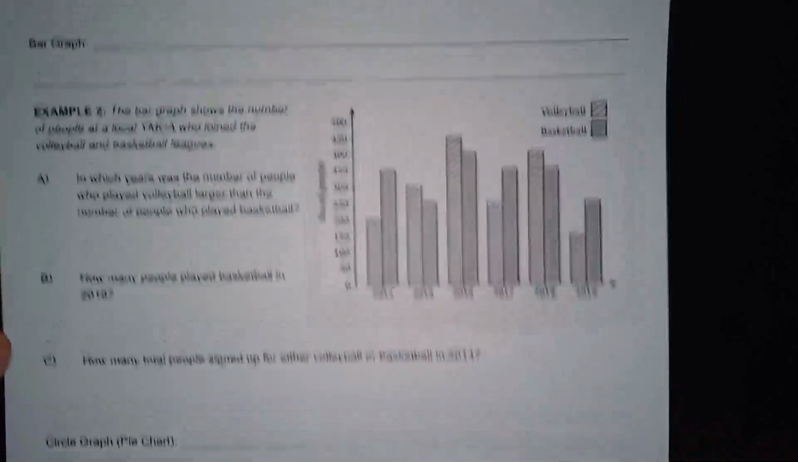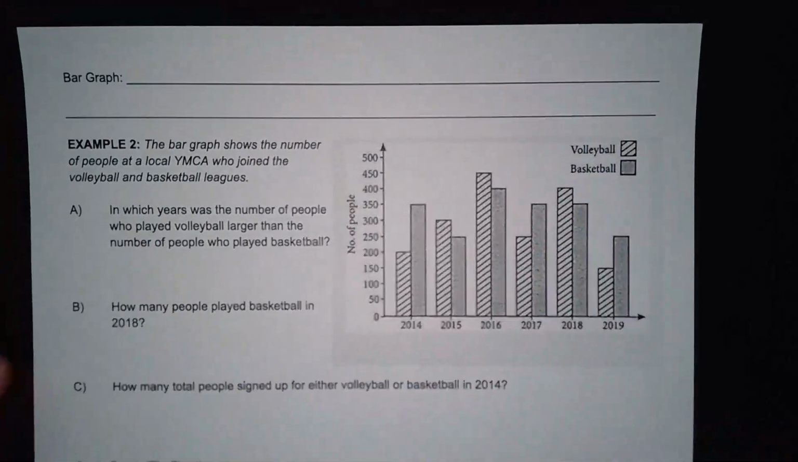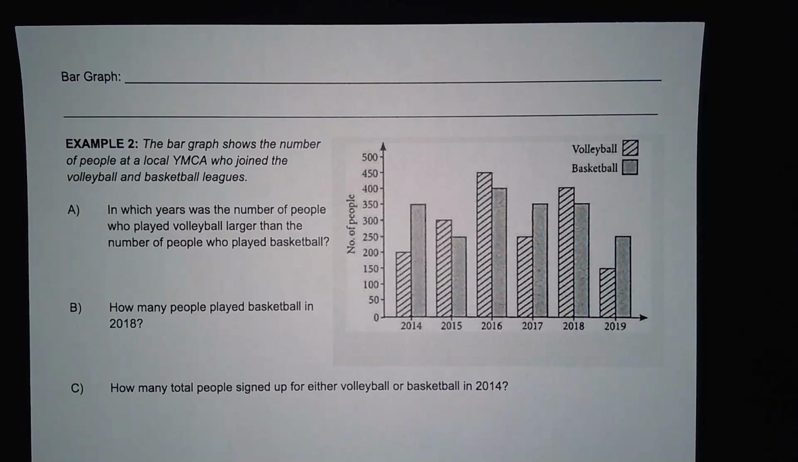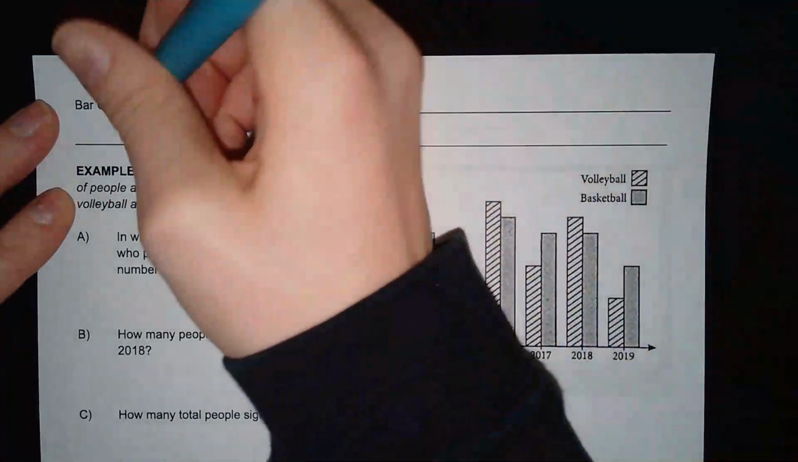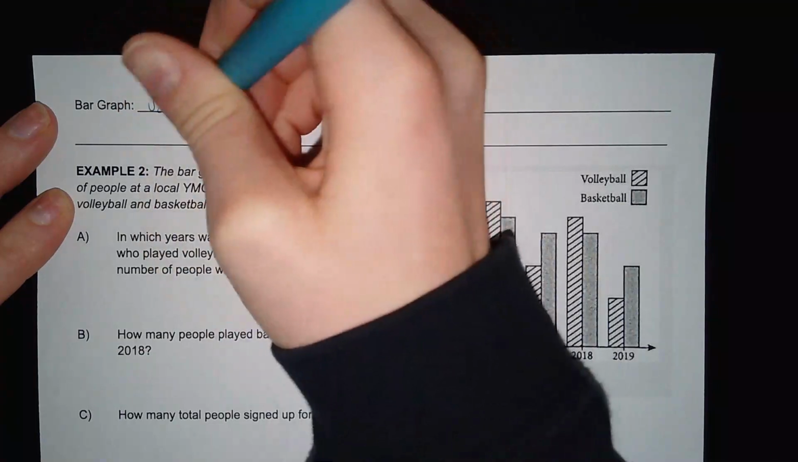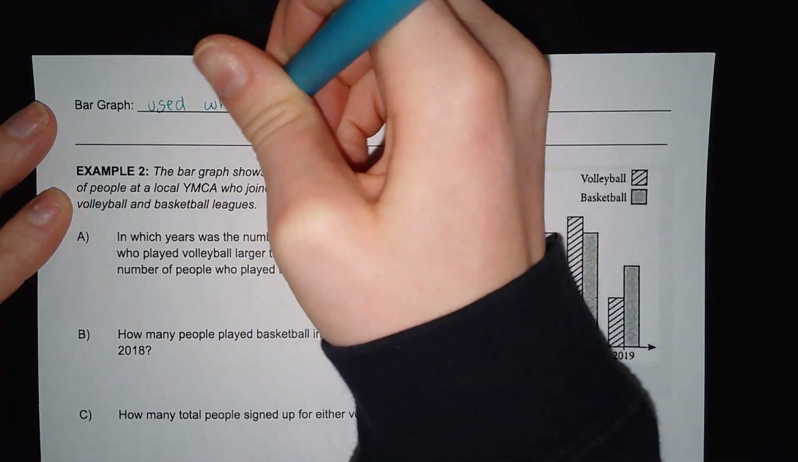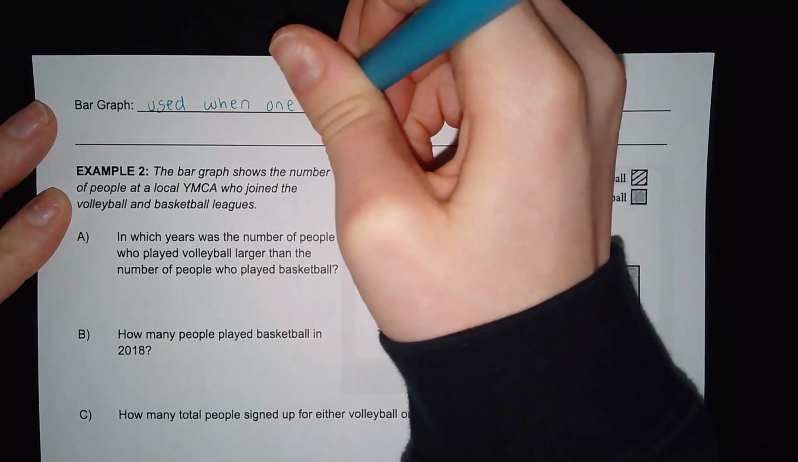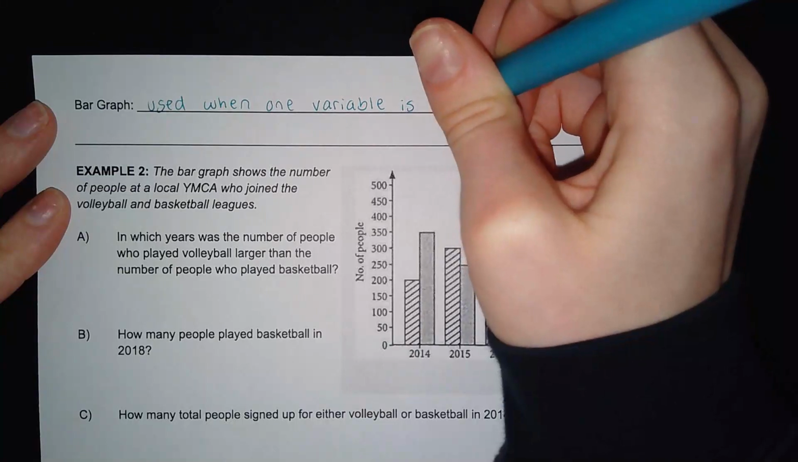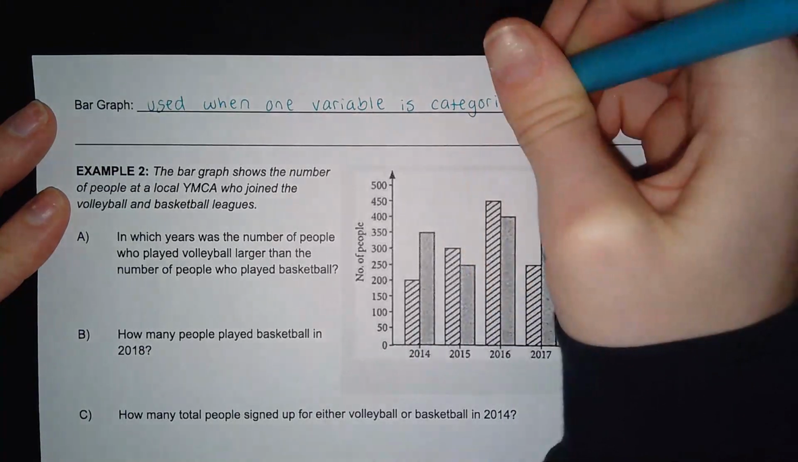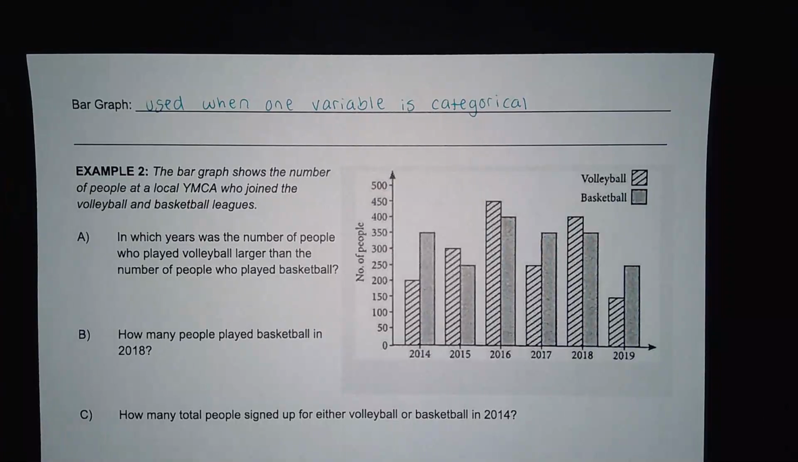All right, the second thing we're going to take a look at is just some different types of graphs. So like I said, today we're going to look at bar graphs and circle graphs. So we'll go ahead and take a look at these two graphs. Now, a bar graph is used when one variable is what we call categorical. Categorical means occurs in categories or groups.